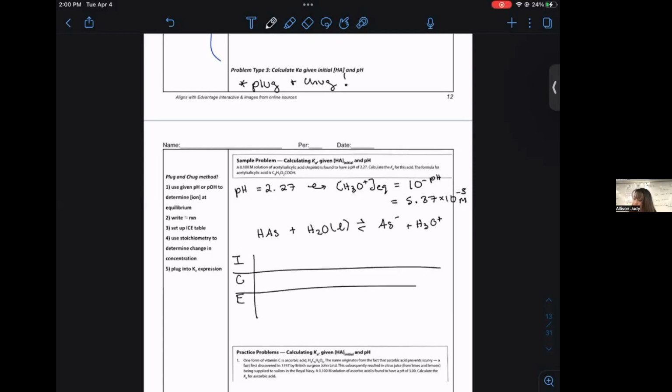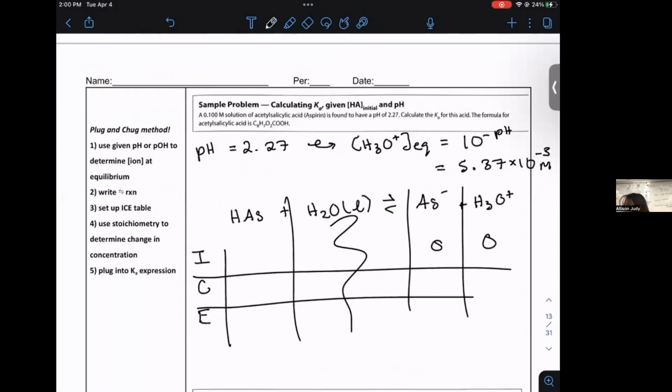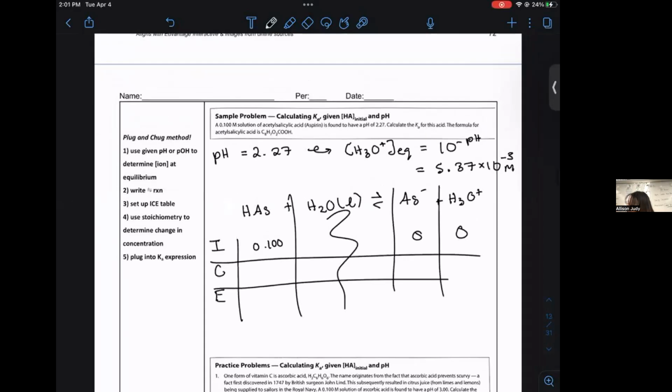And what you do is you just do your table. You fill in what you know. Well, I know that water doesn't matter. I start off with 0 for the products. Just zoom in a bit. And I had an original amount, according to my problem, of 0.100 molar of my acetylsalicylic acid. And then I know that my concentration at equilibrium is 5.37 times 10 to the negative 3.